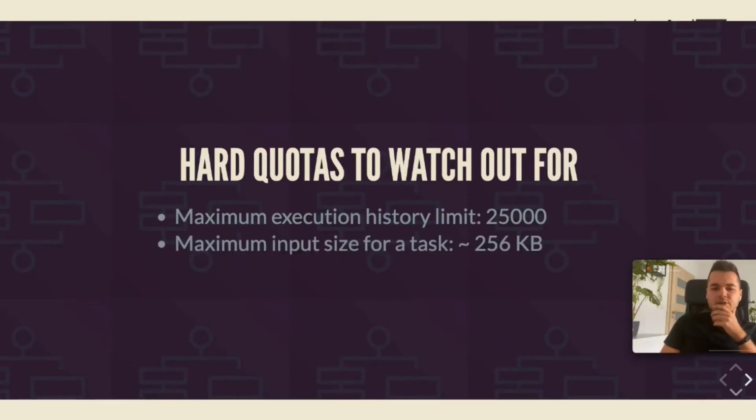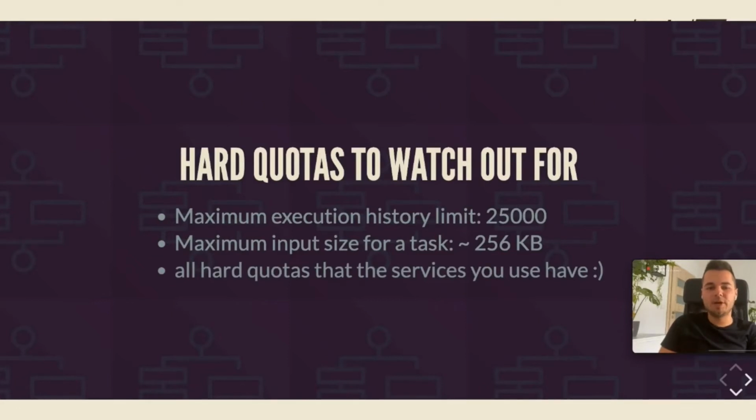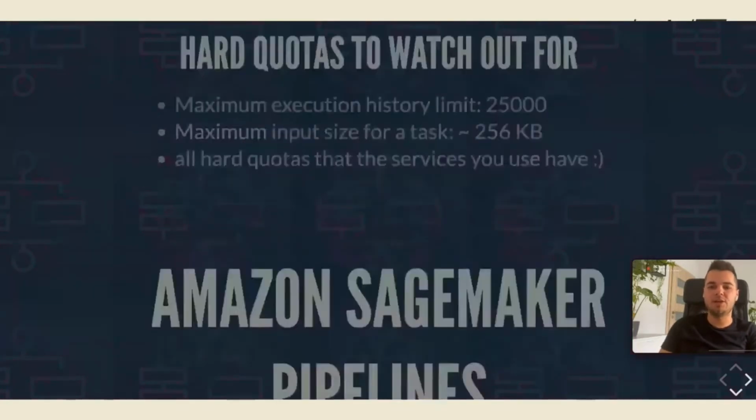The second hard quota is the input size for a task, but it's also the size for the state. 256 kilobytes or so is the maximum. And that's usually not enough, especially when dealing with computer vision or NLP problems, but you can always upload your data into S3 and pass only the file reference between tasks. That should be sufficient. And lastly, keep in mind that the orchestrator only orchestrates, so all the hard quotas of the service you use underneath will still apply here.